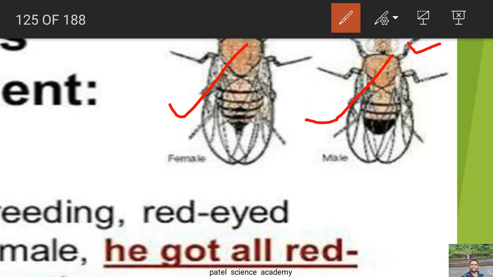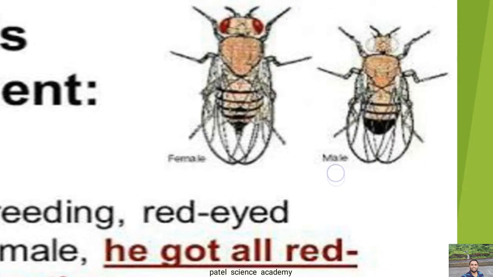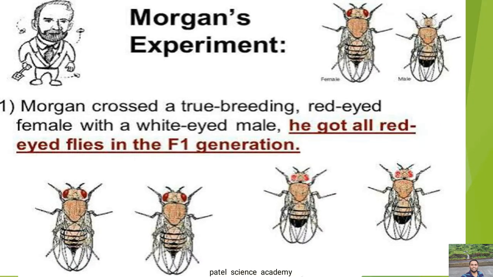So you can see here this is a white-eyed male and this one is a red-eyed female. As you can see here, the white eye is from the male side and the red eye is from the female side of the dorsal Drosophila fly.